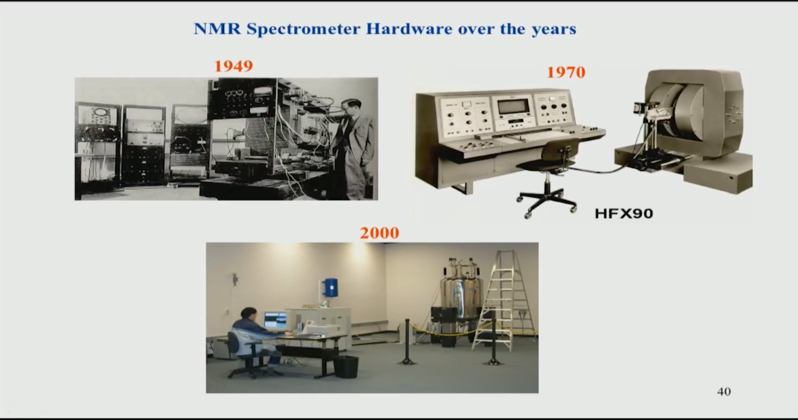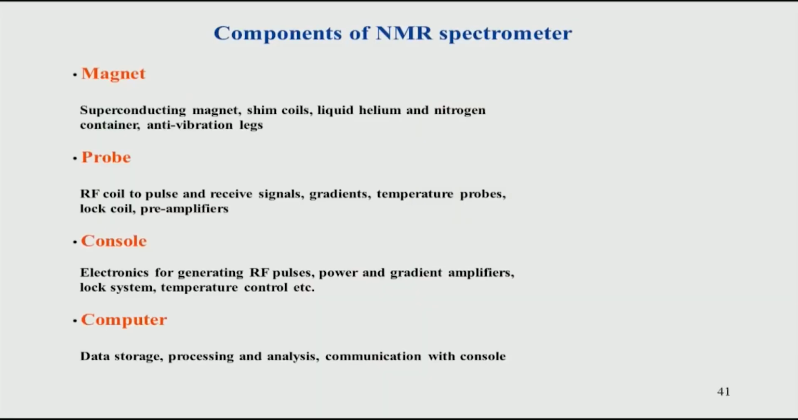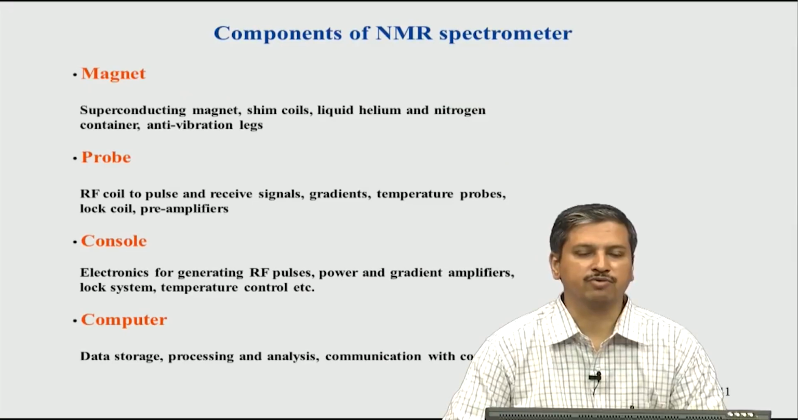Let us look at each of these components in more detail. Typically, an NMR spectrometer consists of the following components. The heart of the NMR system is the magnet, which is a superconducting magnet. We will look at this shortly. Then there are something called shim coils. Again, we will talk about this in later slides.